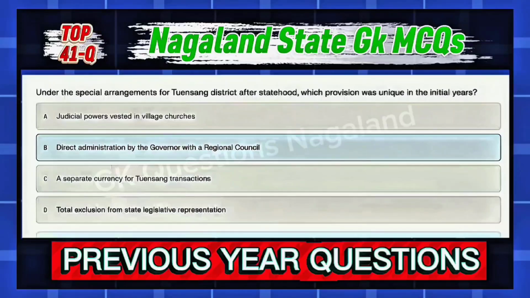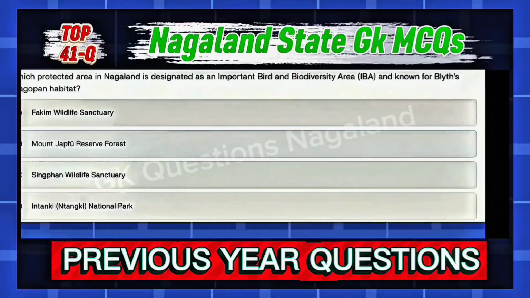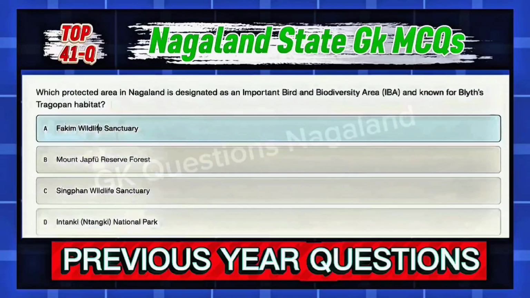Question 31. Which protected area in Nagaland is designated as an Important Bird and Biodiversity Area, IBA, and known for Blyth's tragopan habitat? Options: A. Fakim Wildlife Sanctuary. B. Mount Japfu Reserve Forest. C. Singphan Wildlife Sanctuary. D. Intanki National Park. The correct answer is A. Fakim Wildlife Sanctuary.